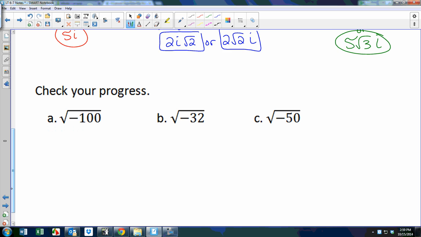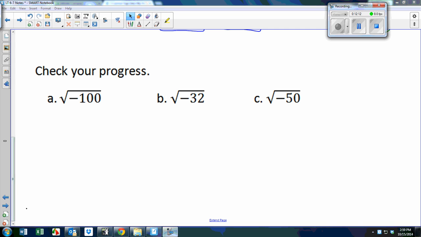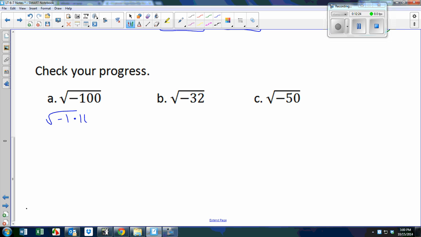All right, now this is your turn. Check your progress. I'm going to pause the video. If you're working this at home, pause it. Try these 3 on your own, and then turn it back on when you're ready to hear the answers. All right, hopefully you paused it. The square root of negative 100 is the square root of negative 1 times 100. The square root of negative 1 times the square root of 100 is i times 10, or 10i.